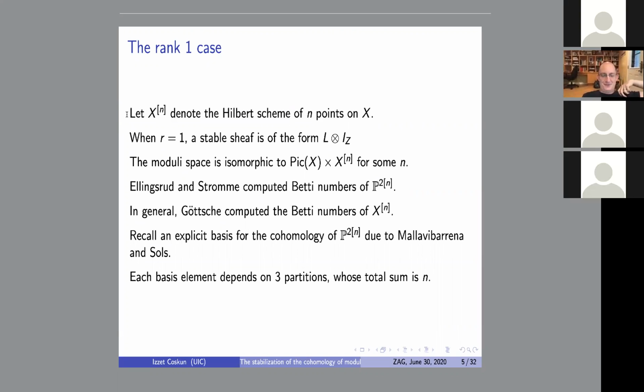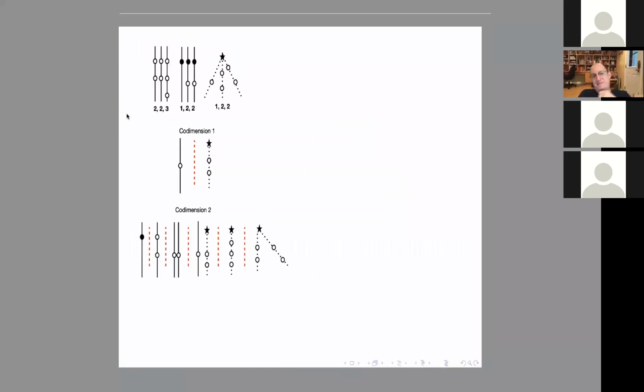Is it just Bellamy-Bertram? I mean, initially it was what Ellingsrud and Strømme did, but this is a little bit different. It's a more Schubert basis type thing. So let me tell you this one, because it's nice to draw the pictures. Each basis element will have 3 types of things. Here, instead of saying it in general, I'll just give you an example and you'll see what happens.